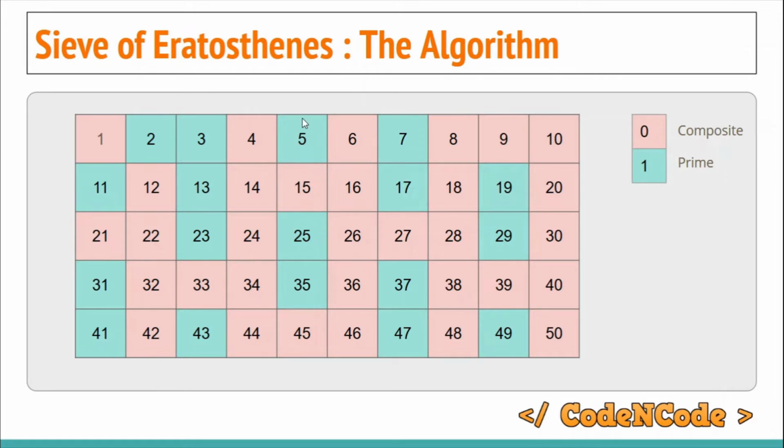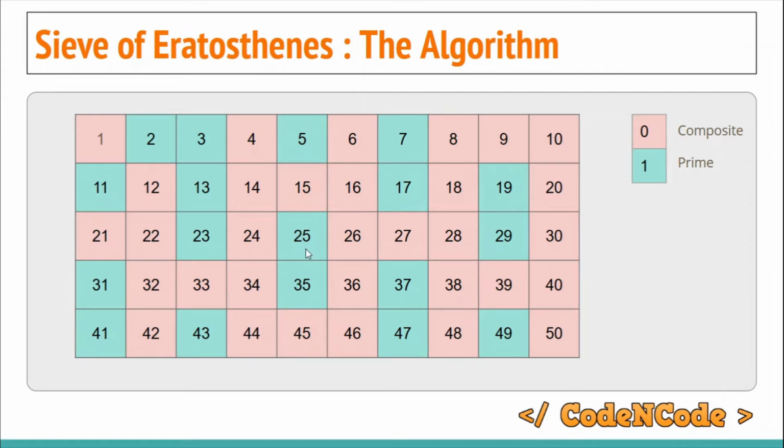So we reach 5. Now 5 is a prime number since it is marked 1, so we go to multiples of 5 and mark them as 0. You see, the first multiple that we need to mark is 25, that is the square of 5. The first multiple of 5 we don't mark because it is prime. The second multiple is 10, already marked. The third is 15, already marked. The fourth is 20, already marked, and the next multiple of 5 is 25, which is the square of that prime number, and that is not marked.